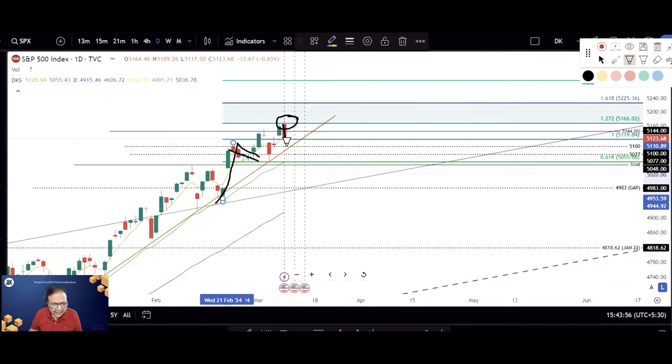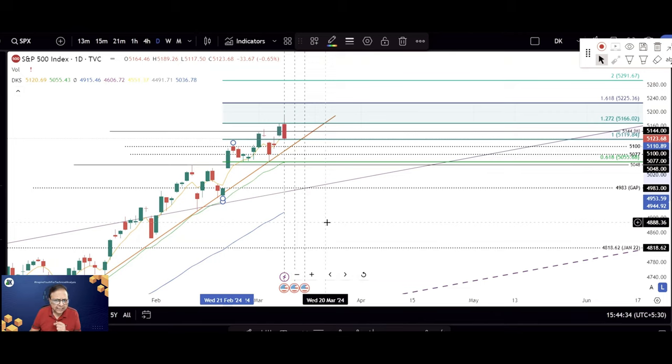So once this correction is over and the original trend resumes, the next possible target could be 5,225 in S&P 500, which is nothing but the 161.8% expansion level with respect to the prior impulsive wave. So overall structure is looking good. Short-term trend, intermediate trend, long-term trend, all are bullish in S&P 500.